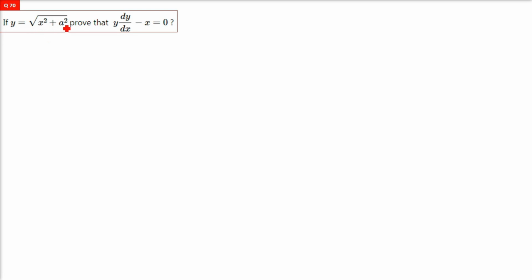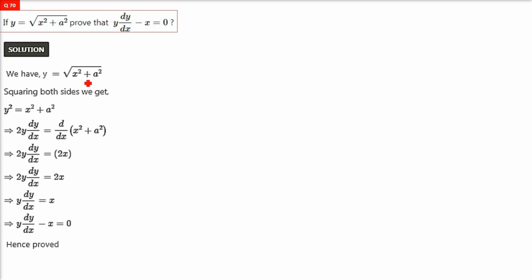Y is equal to under root x square plus a square. We have to prove that y dy by dx minus x is equal to 0. So this is not a very heavy question. We can easily do, and you have already seen. So this is y equals under root x square plus a square, and this is dy by dx.